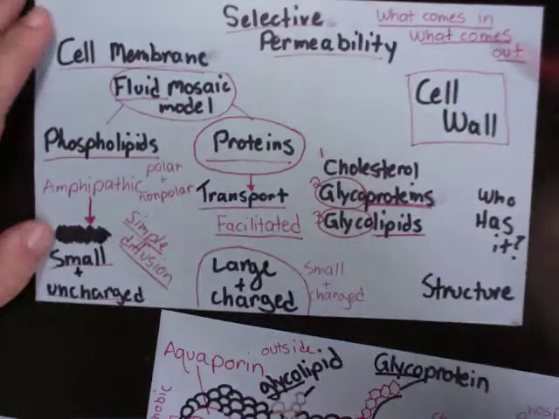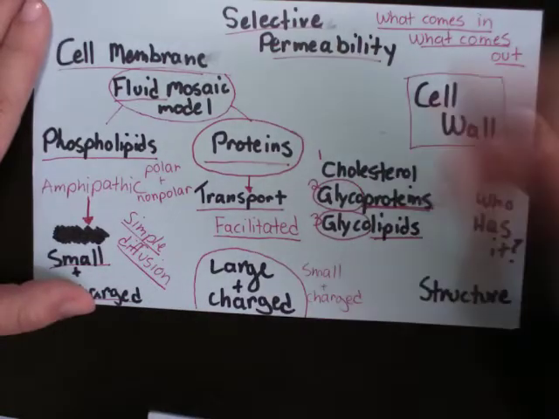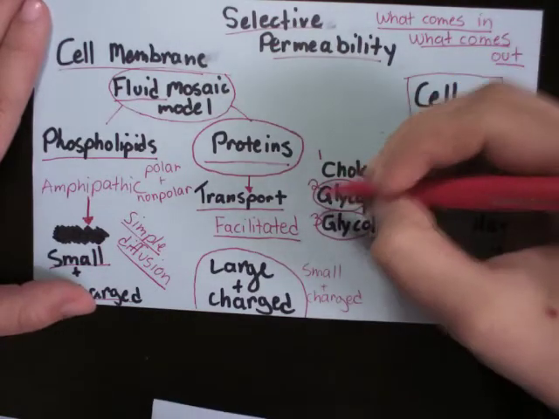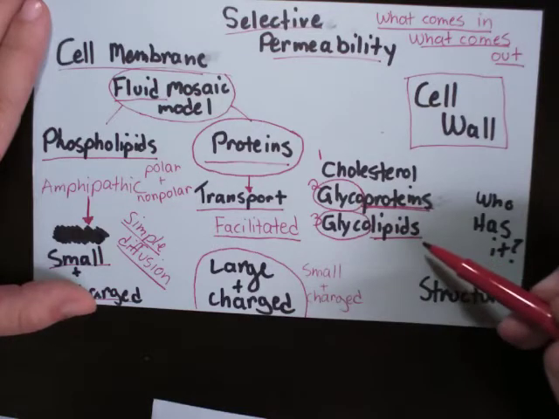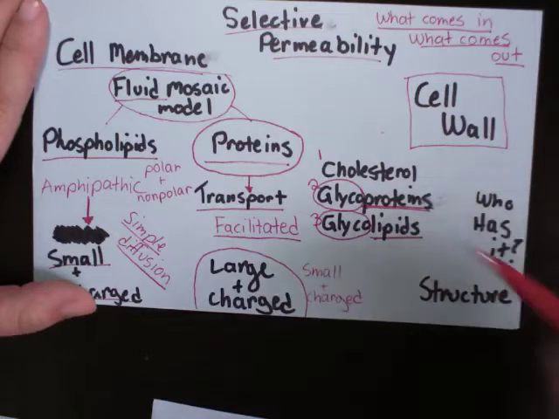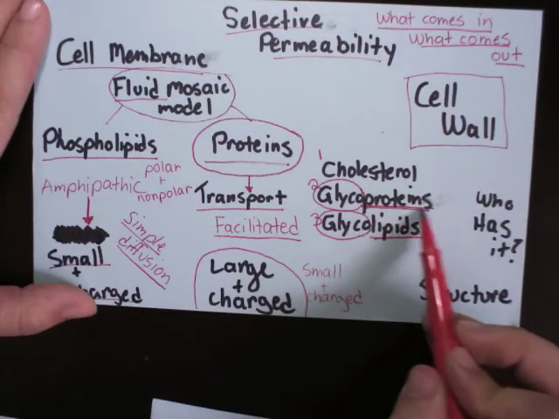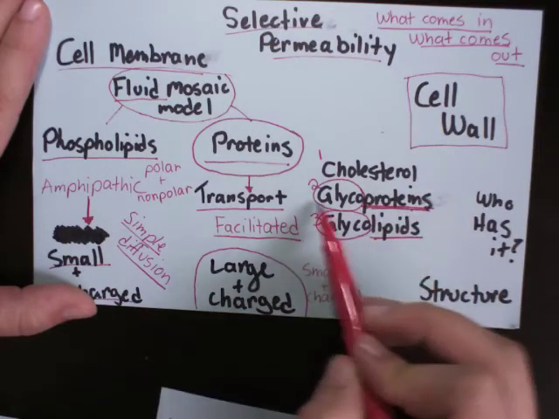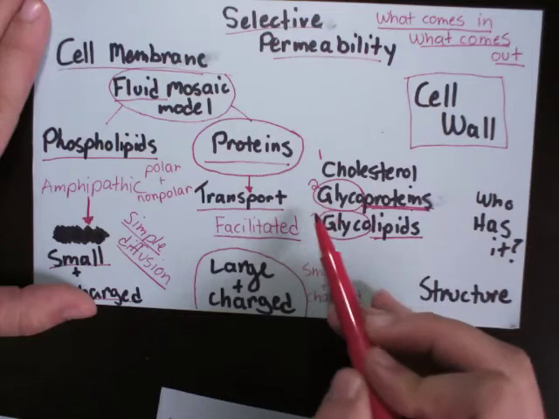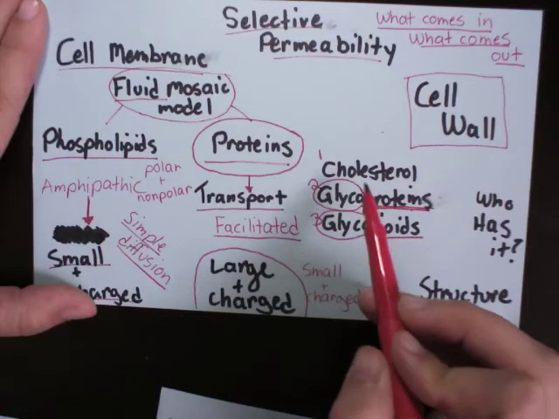There's 3 guest stars in the membrane today. We're going to talk about cholesterol, glycoproteins, and glycolipids. These sound like 3 scary words, but you already know them, because glycoproteins are exactly what they sound like. They're half protein and half carbohydrate. That's where the glyco comes from. It sounds kind of like glucose, which we know is a carb.